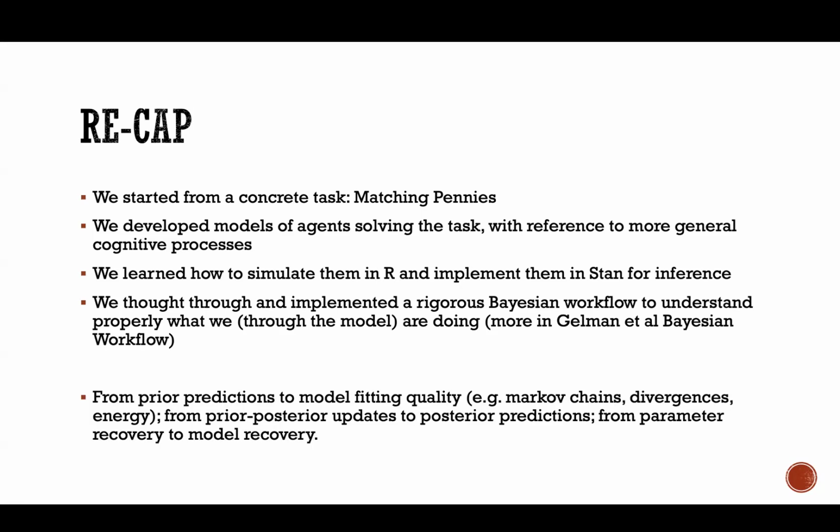We looked at prior predictions. We looked at model fitting quality: Markov chains, divergences, energy. We looked at prior posterior updates, posterior predictions. We looked at parameter recovery, and very, very briefly at model recovery. Are there aspects here that are not clear of the general approach that we've taken? Good. Are there lingering questions and doubts about why we're doing this? So the whole model quality check so far makes sense. It's annoying, I know, but it makes sense, right?